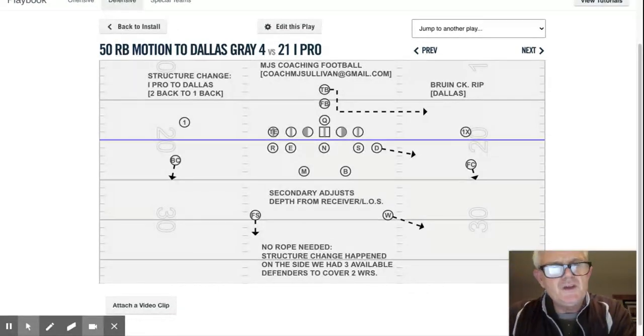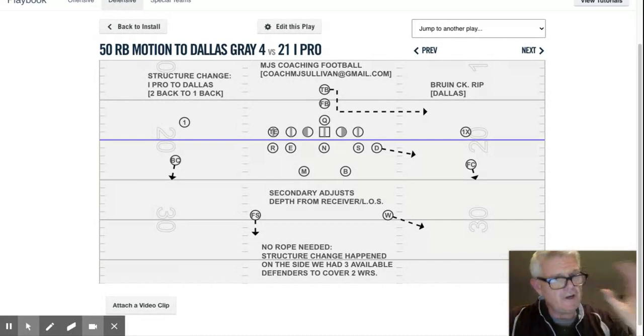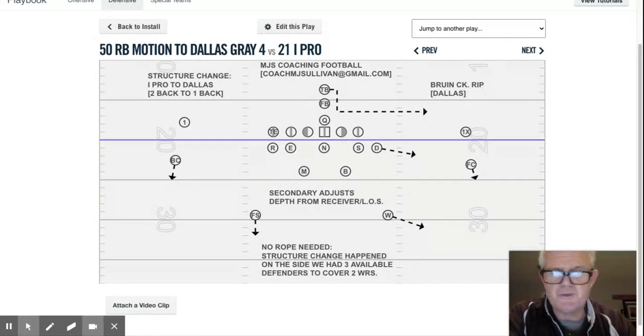Today's lecture is 3-4 base defense, running back motion from two back to one back, which therefore is a structure change. Right off the bat, let me talk about a specific term when the running back motions out of the backfield. For us, that is what we call brewing. Brewing, different than rabbit. Brewing, B, running back in motion.